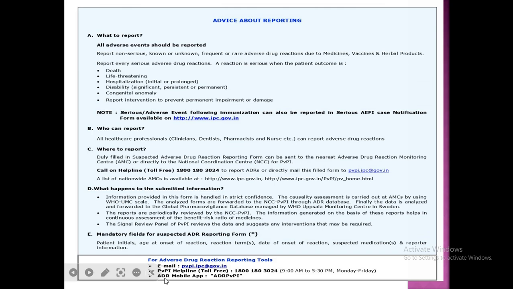So there is also an ADR mobile app, which is ADR PVPI, to report the adverse drug reactions. Along with mail and the helpline toll free number, there is also a mobile app to report the ADRs.